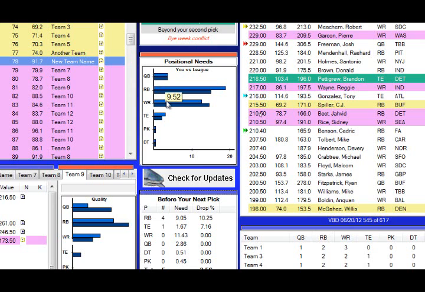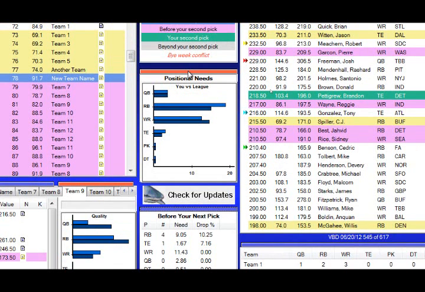It looks like I'm doing pretty good on wide receiver, and I have a slightly higher need at tight end. This chart will change as the draft goes on, to show when kickers and defenses start becoming a need. Right now they're a very low priority.